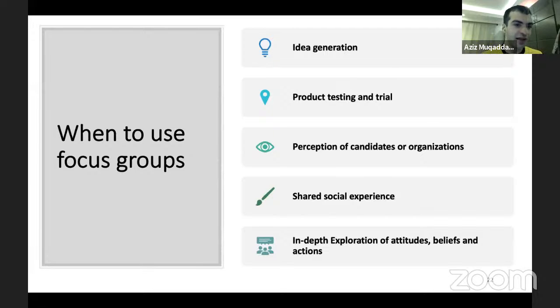For product testing as well. So in some focus groups you can be fed different new flavors that are not yet released to the market. You can test them and then they will ask you how you feel about them, and the group can exchange ideas, right?